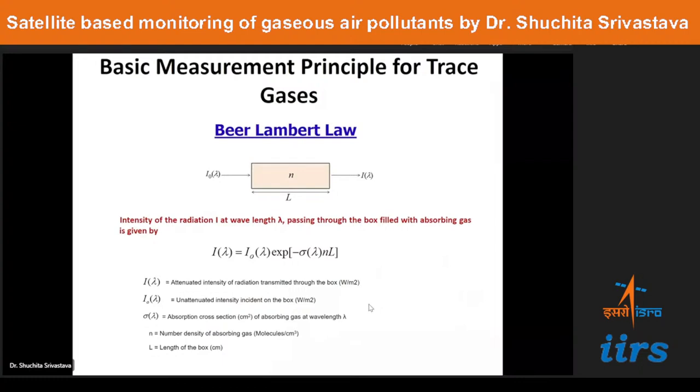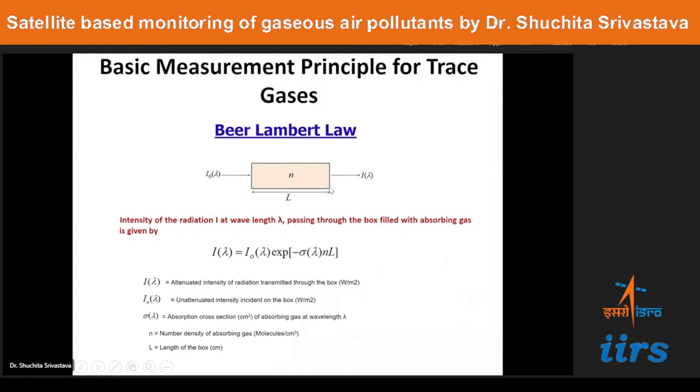So what is the basic measurement principle for trace gases measurement from space? Which characteristic is used for the retrieval of gases in the atmosphere? The absorption property of gases is used for retrieval of gases in the atmosphere, and the absorption property is expressed by the Beer-Lambert law.